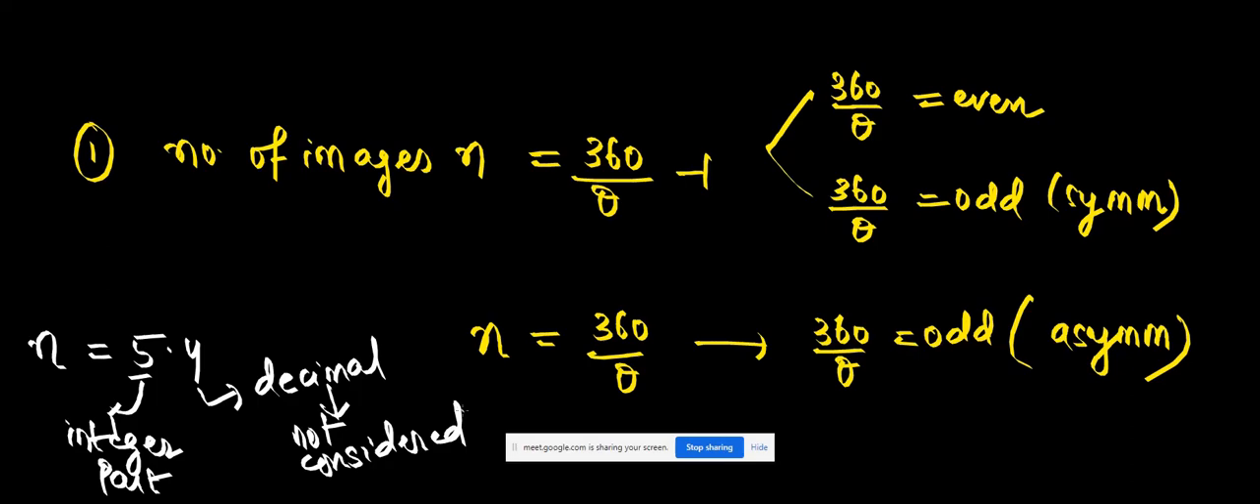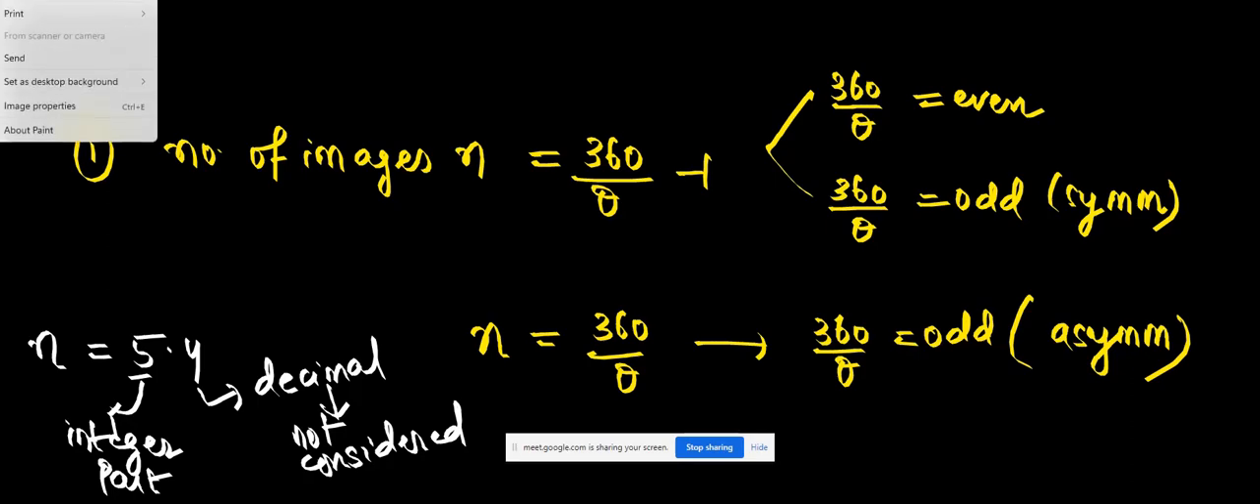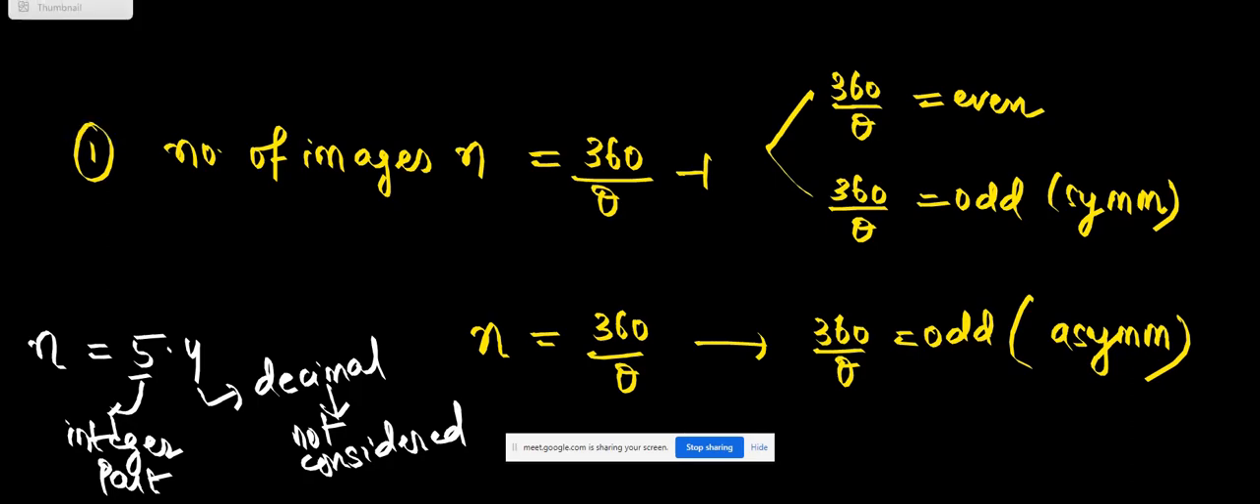Suppose they tell you 6.5. The number of images is 6. The decimal point is ignored. Okay, so is this clear to you? Just 1 minute.